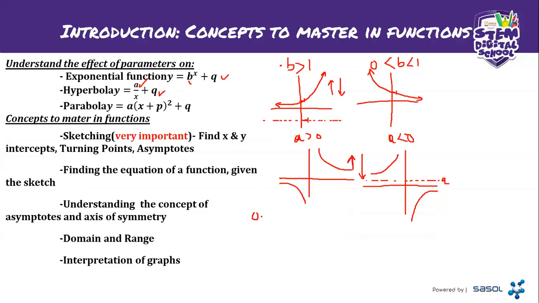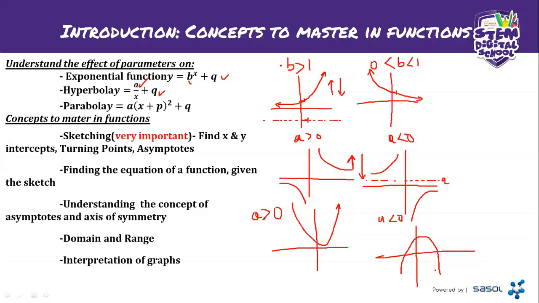They are saying if a is greater than 0, what's going to happen with the graph of the parabola? If a is positive, the graph is going to face upwards. And if a is less than 0, meaning a is negative, what is happening with the parabola graph? They are saying the graph is going to face downwards. So that is the effect of a on the graph.